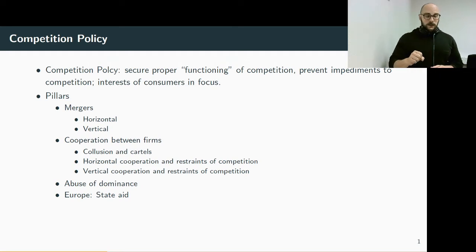Next fundamental pillar is cooperation between firms. And what comes to mind immediately, and what is basically the elephant in the room in this lecture, is collusion and cartels.